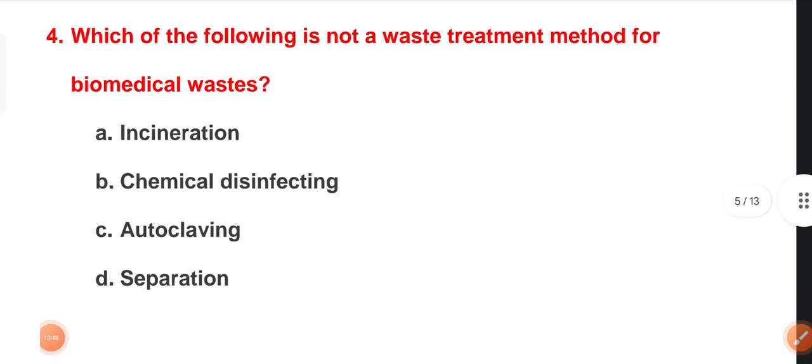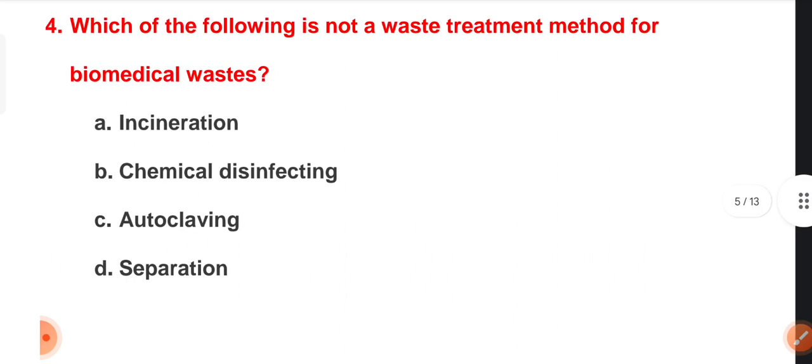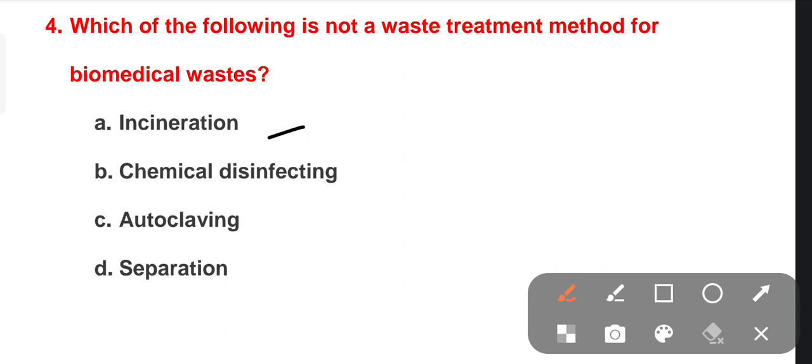So the next question is, which of the following is not a waste treatment method for biomedical waste? Here I am asking which is not a treatment. Options are incineration, chemical disinfection, autoclaving, and separation.